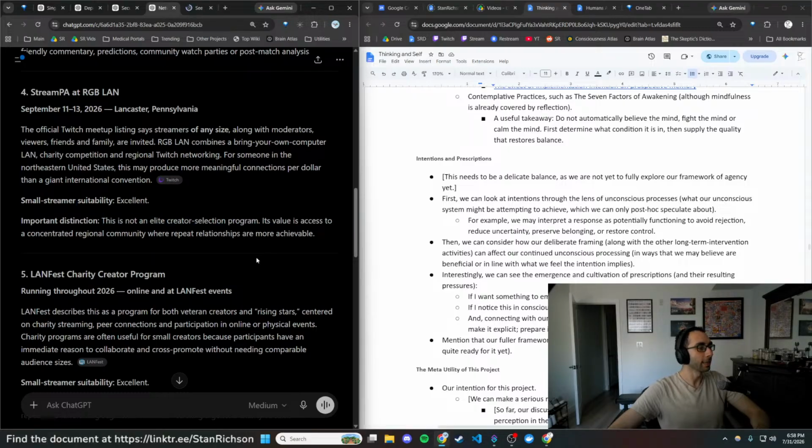This is not an elite creator selection program. Its value is access to concentrated regional community where repeat relationships are more achievable. So this would be probably the type of thing where I would want to know some people going in.